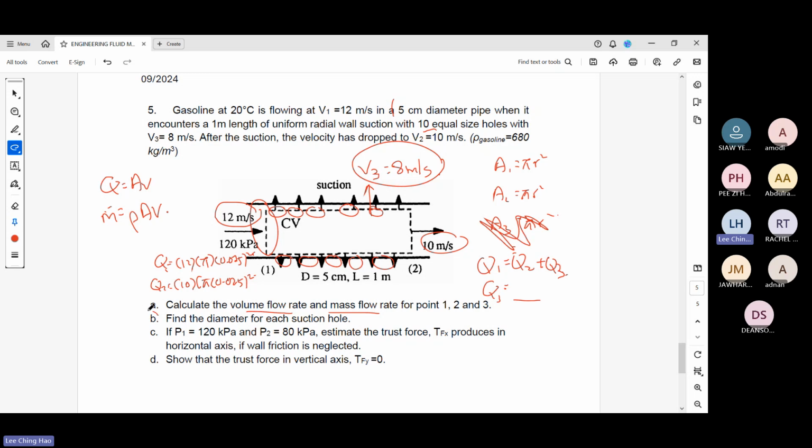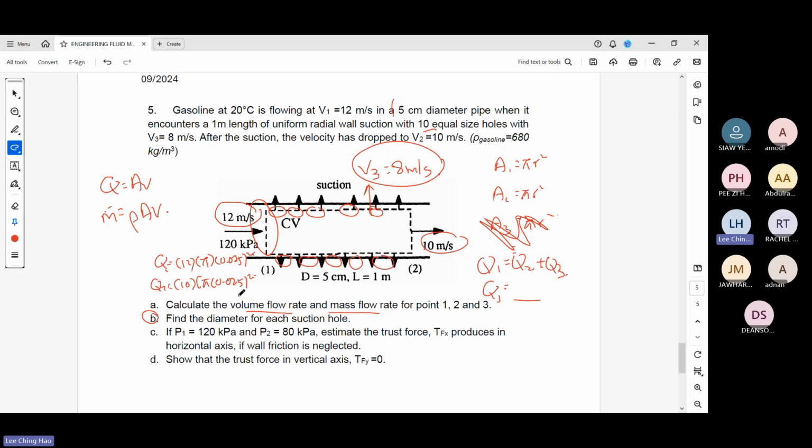Then, at B, I assume no issue. For A, I assume no issue. If you have, then please stop me. So for B, now they reverse. Now they ask you to find how much area and diameter you have for each suction hole.